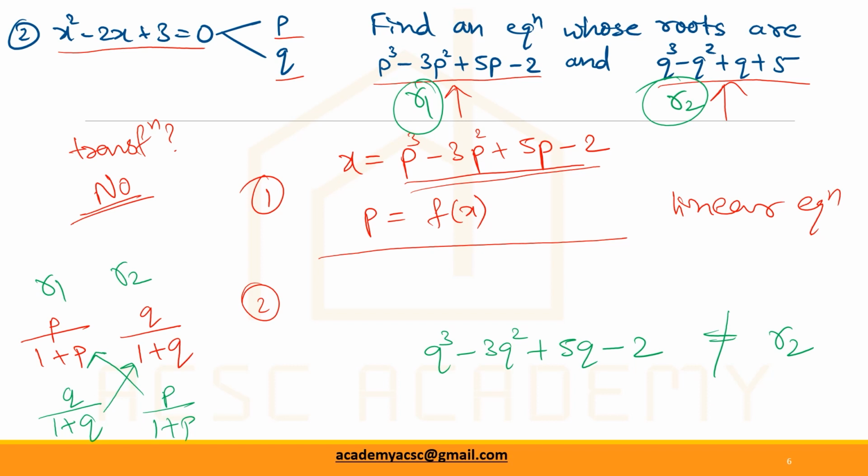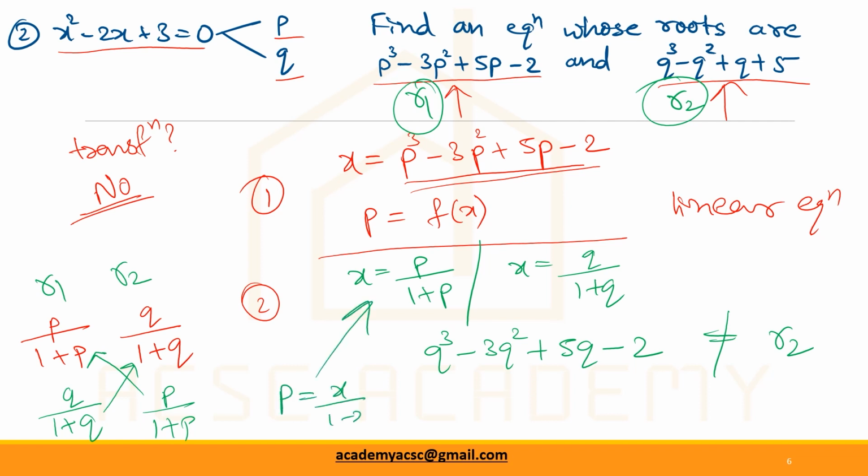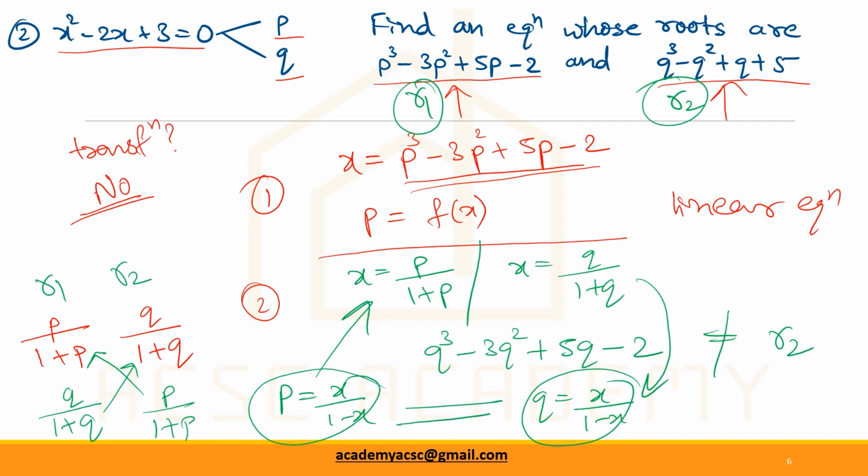Such as in the previous one, we told you that you can use x equal to p upon 1 plus p, or you can also use x equal to q upon 1 plus q. It will not make any difference. But in this case, when your roots are asymmetric, it will make a difference. From this one, we have got p equal to x upon 1 minus x. From this, we would have gotten q equal to x upon 1 minus x. The same thing, right? Both of them are exactly the same. But when the roots are not symmetric, we will not get the same thing. And this is the reason we will not apply transformation of roots in this particular question.